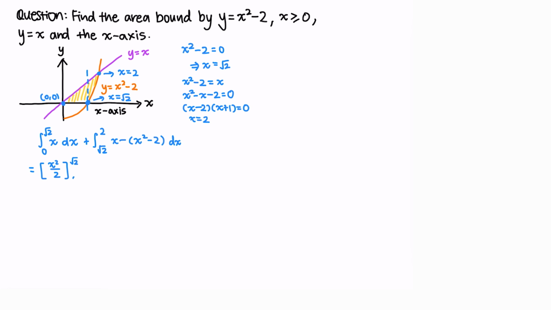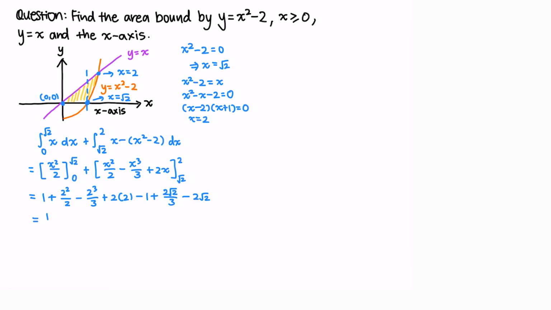Now let's first do our integration, and we'll sub in the bounds later. Now it's time to sub in the bounds, and this will get us 10 over 3 minus 2 over 3 root 2.